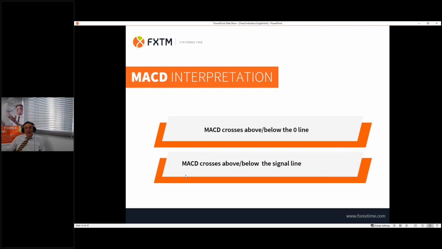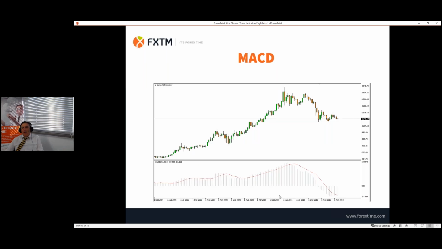And of course, we have another crossing between MACD and the signal line. This is a faster signal, but contains more false signals as well. It's faster, but has more false signals. Okay, let's take a look at it here.